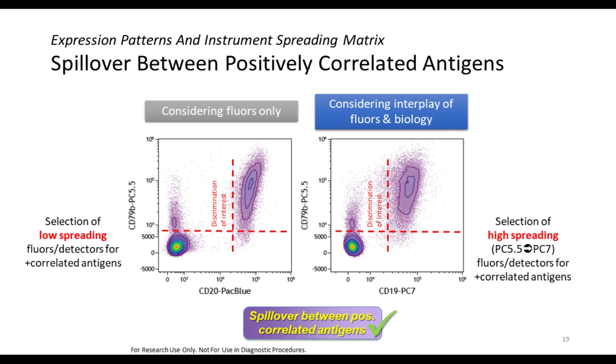So like with the exclusion, in a situation where we have a positive correlation between antigens, we can also allow to use fluorochromes that have considerable spillover into each other's detectors.